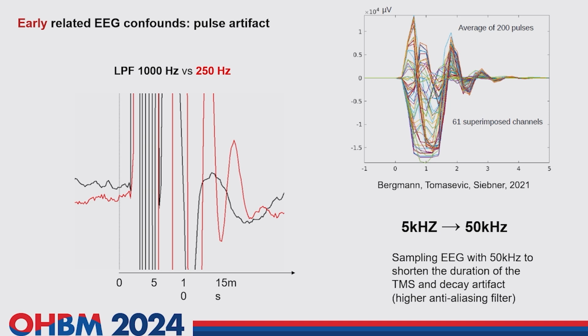If we want to see the first response, if we want to see the activation of the local area that we are interested in, to see how this area then spreads the activity further, we need to shorten as much as possible this artifact. And we did that by using a sampling rate of 50 kilohertz instead of the standard 5 kilohertz. The standard 5 kilohertz have the artifact as seen in the upper right side, which lasts up to 5 milliseconds. So the first 5 milliseconds are usually covered.